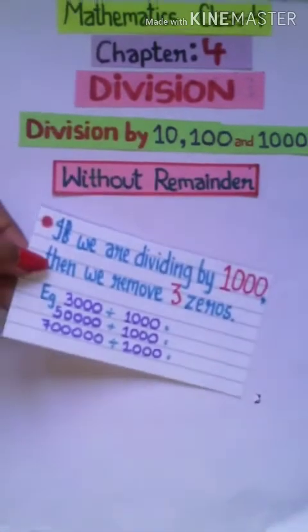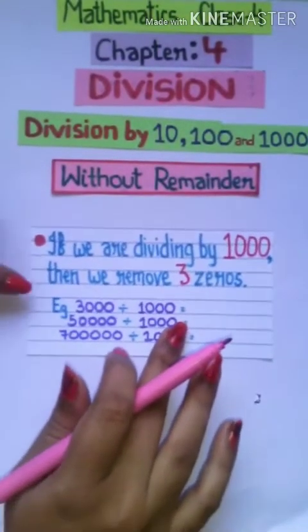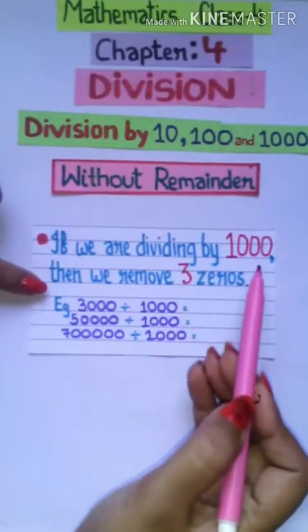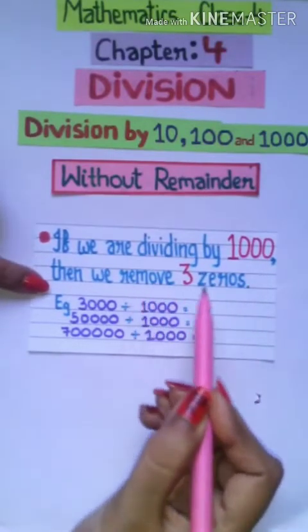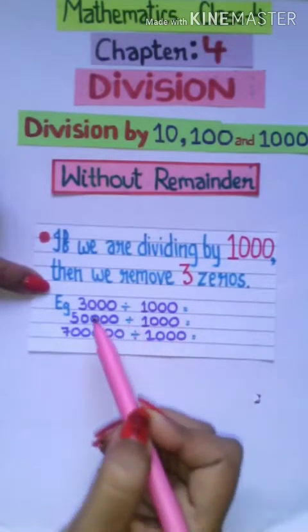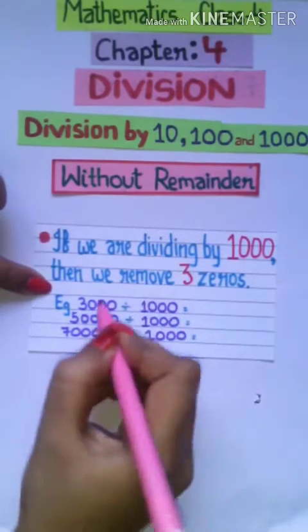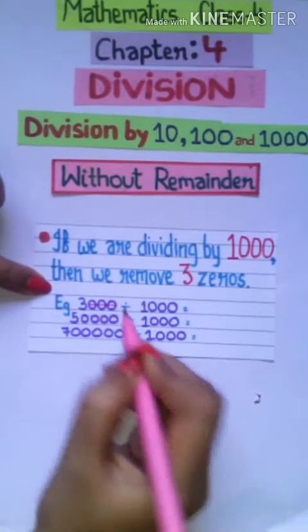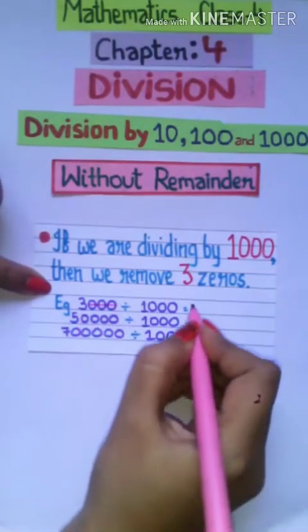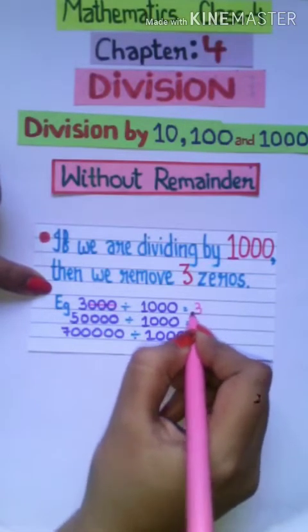Now I will show you, if we are dividing numbers by 1000, then we will remove 3 zeros. Example, 3000 divided by 1000. After removing 3 zeros, we are left with 3. So the answer is 3.